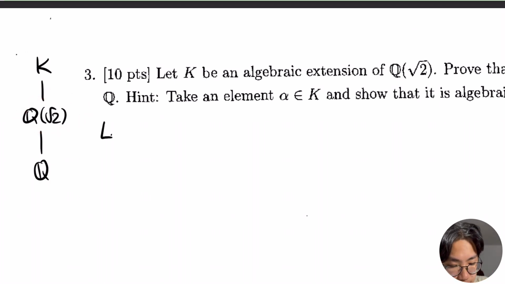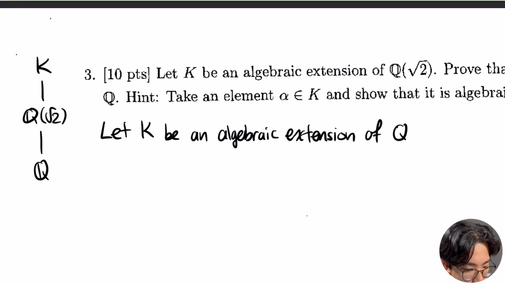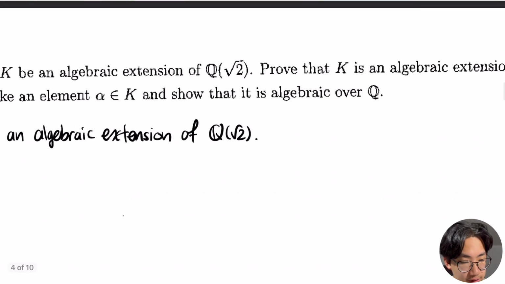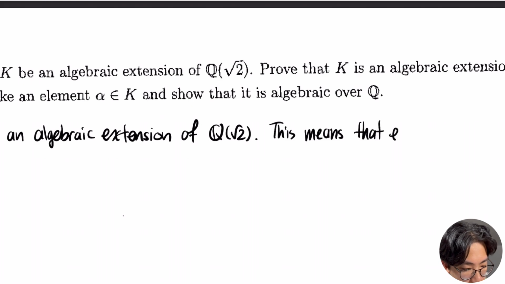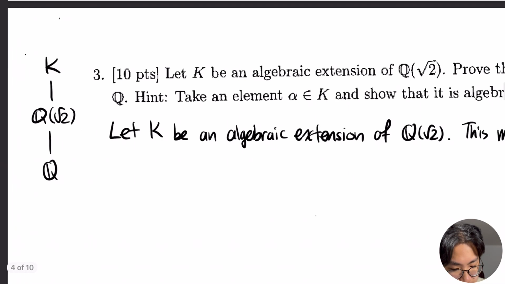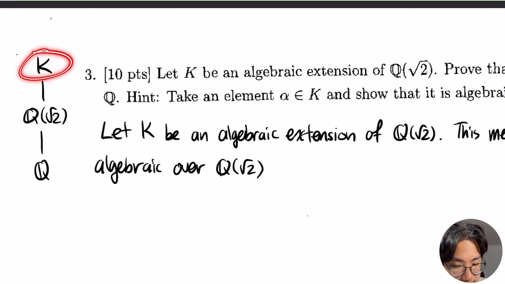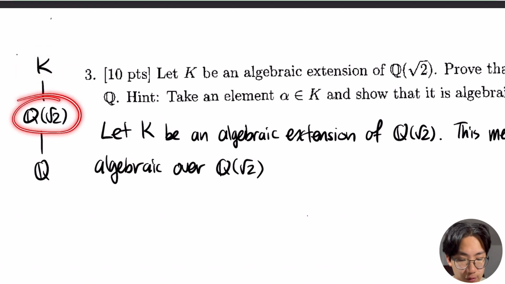All right, let's begin. So first, we're going to just let K be an algebraic extension of Q adjoined root 2. So again, as I mentioned, this means that every element in K is algebraic over Q adjoined root 2. Right, so every element in K is the root of some polynomial with coefficients in Q adjoined root 2.